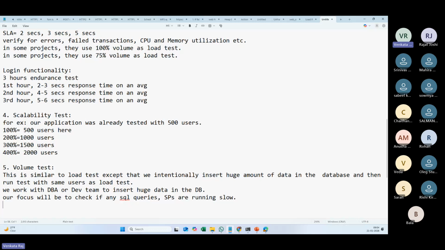Any questions? And one thing is, we don't do this type of test in every project. If you ask me, sir, when did you do this test?